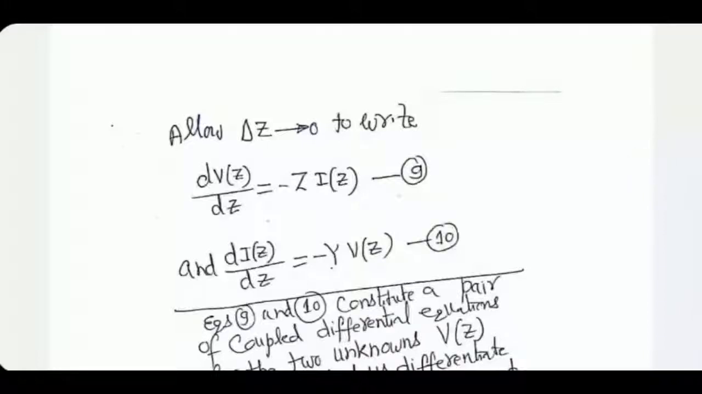Z axis. Capital Z represents impedance. Always make sure you write small z when you mean small z and capital Z when you mean capital Z.